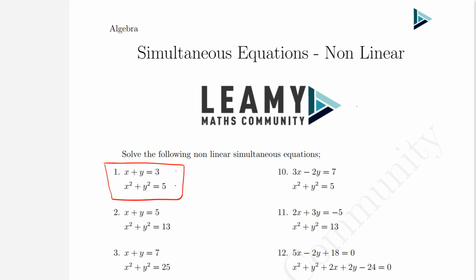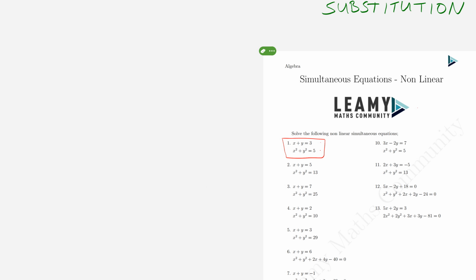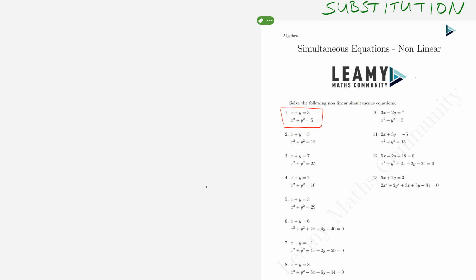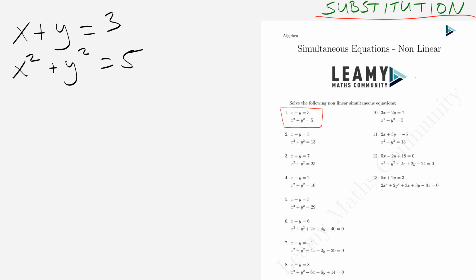Looking at question 1, you can see that the first equation is linear, and the second equation is nonlinear because of the squares. This is the question that I'm going to do for you to begin with. The method we use is the method of substitution. That's the method you generally use if you have a system of equations where at least one of the equations is nonlinear. So let's have a look. We've got x plus y equals 3, and x squared plus y squared equals 5.